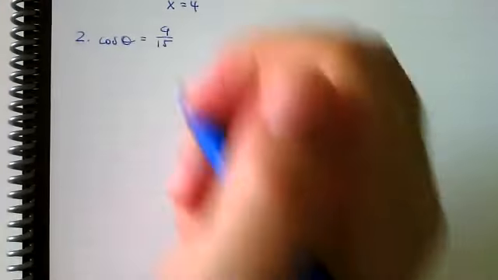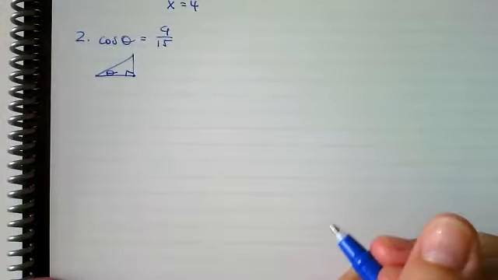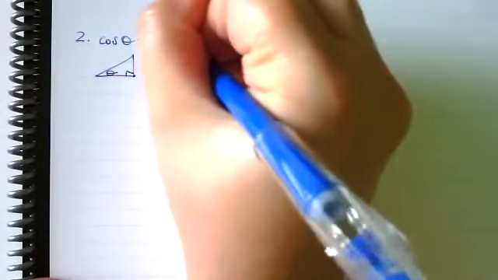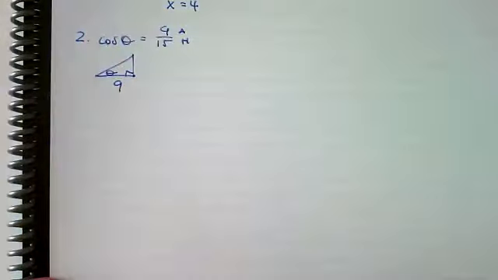Okay, so question number 2. And again, we're doing the same thing each time. Make your triangle, and then find your third side, and then fill out your ratio. So let's say cosine of theta equals 9 over 15. So again, doing the exact same thing, make your triangle. Here's my angle, okay? So cosine is equal to adjacent over hypotenuse. So I've got 9 goes down here because that's my adjacent side. 15 goes over here because that's my hypotenuse.